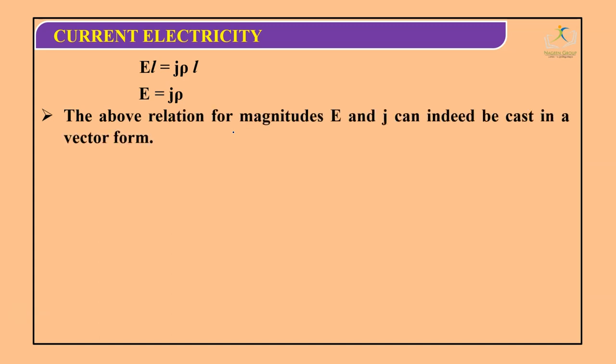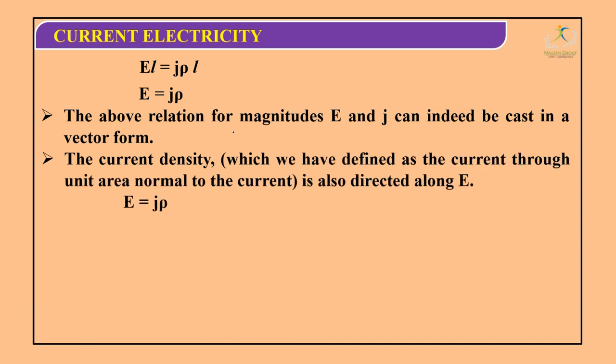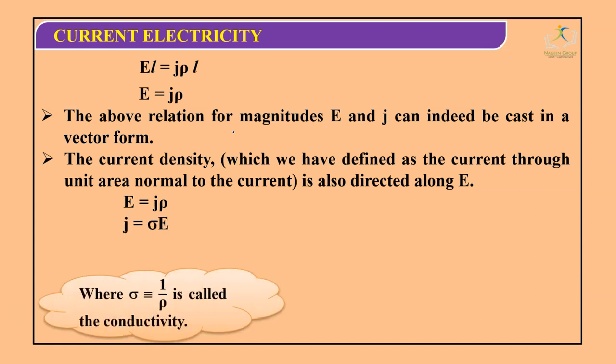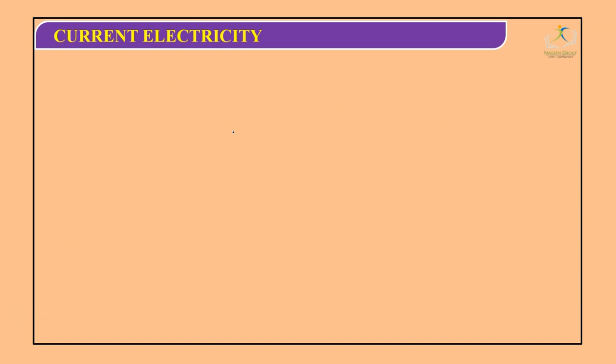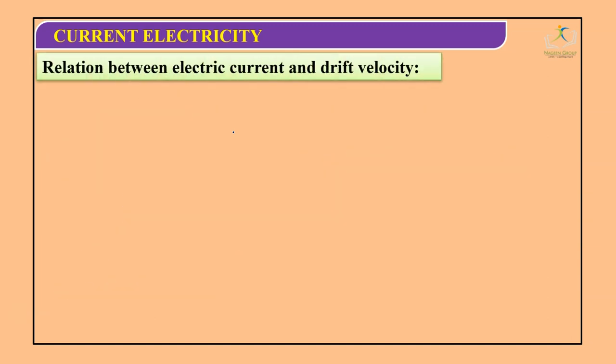In the above relation, for magnitude, E and J can indeed be cast in vector form. The current density, which we have defined as the current per unit area normal to the current, is also directed along E. E is equal to J rho, J is equal to sigma E, where sigma is equal to 1 by rho and is called conductivity. SI unit: ampere per meter square. Dimensional formula: I L to the power minus 2.